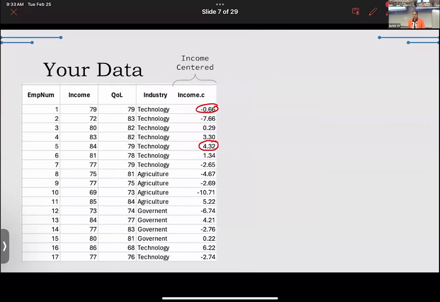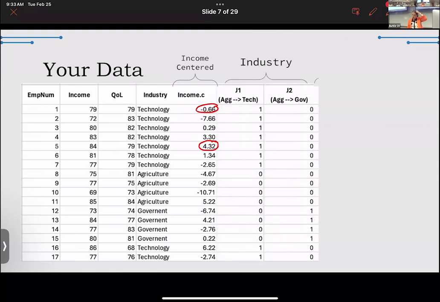There we go. All right, next thing I'm going to do is I have to dummy code. We've got 3 levels of our categorical variable. So we need how many dummy codes? 2. Here they are, right? I'm going to call them J1, job 1, and job 2. First one is the shift from agriculture to technology. Second one is the shift from agriculture to government. So what's my reference group? Ag. Good, right? So remember, these 2 variables, 1 construct. Can't ever divorce them. 1 construct, 2 actual variable terms in the model. Questions at all so far? Are we good? Yeah?